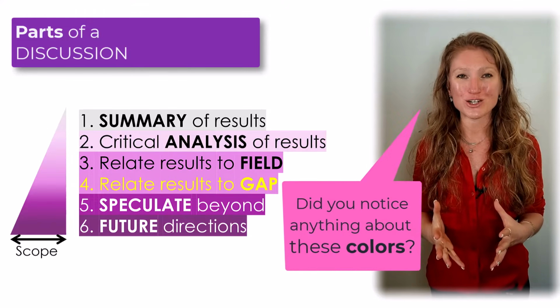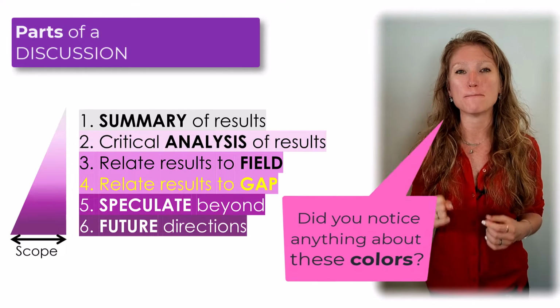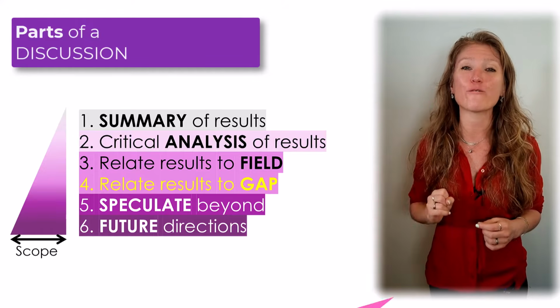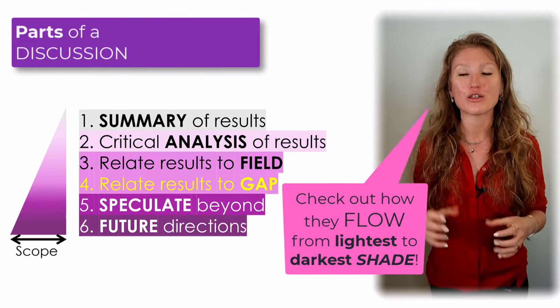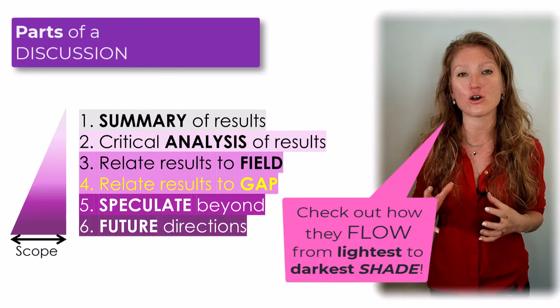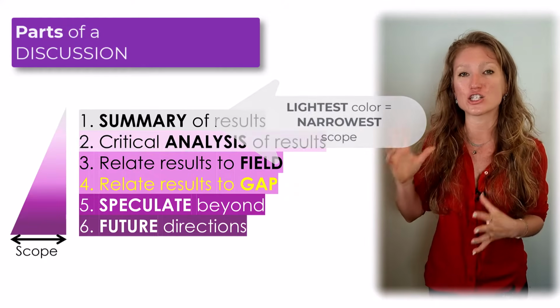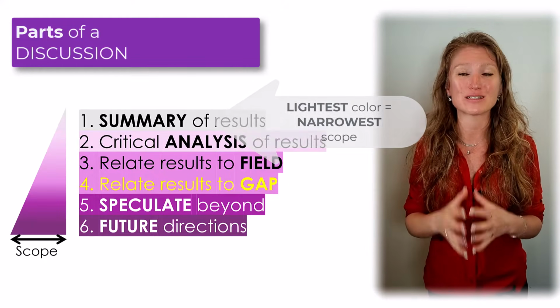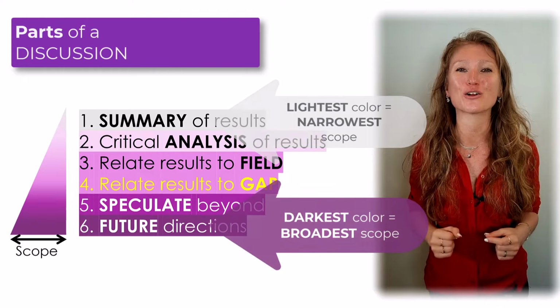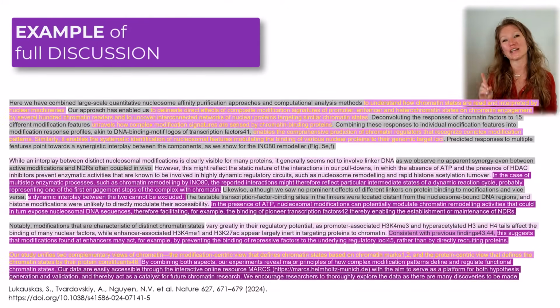So when I start giving you discussion examples here in a moment, note that you'll be able to follow the flow of the scope throughout these examples by following the flow of these colors, with the lightest shade of the color indicating narrowest scope and the darkest shade of the color indicating broadest scope. Now let's look at an example discussion. This one here was published in the journal Nature.